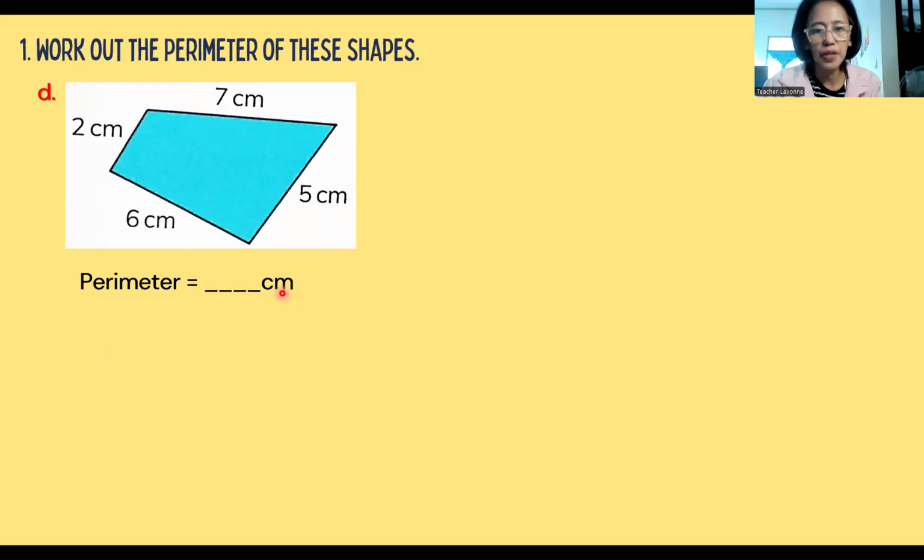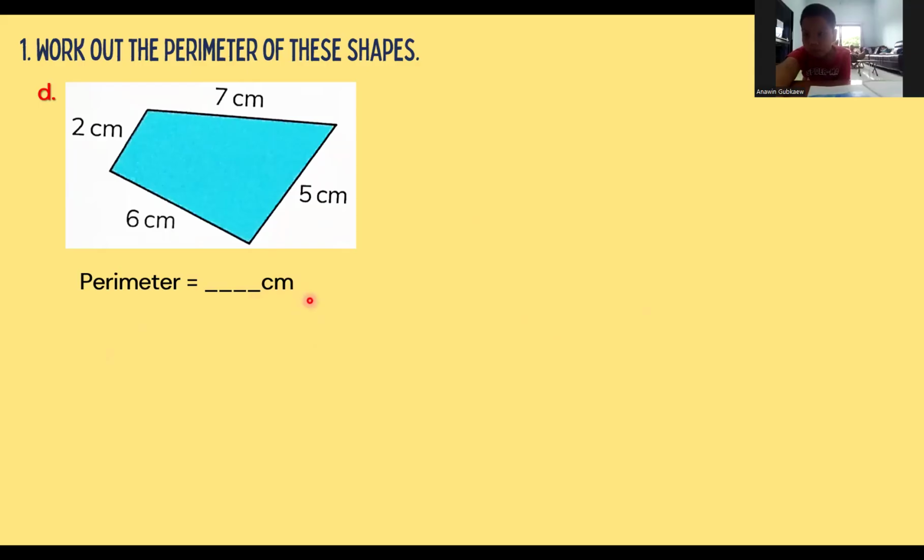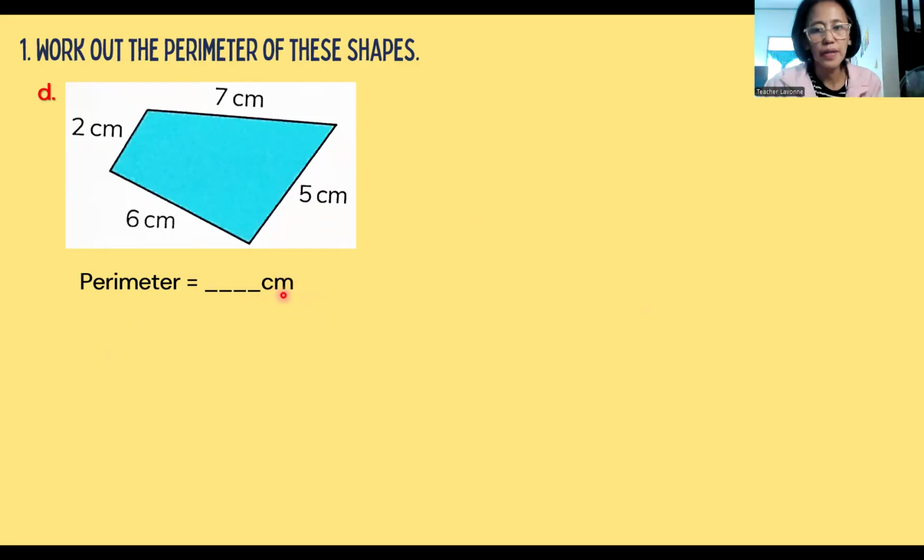Is this meter? Look at what's the unit I use. 18 cm. No, 20 cm. This is cm, not m. You have to be careful. Anawin said 20 cm. Okay, 20 cm.